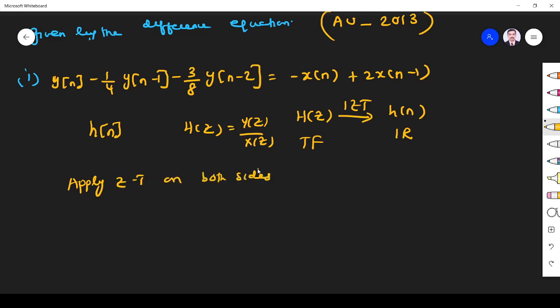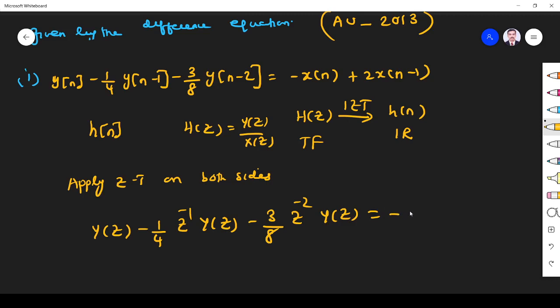So you must know the time shifting property. That is very simple. The z transform of y of n is Y of z. Minus 1 by 4 times the z transform of y of n minus 1, which by time shifting is simply z power minus 1 Y of z. Minus 3 by 8 times the z transform of y of n minus 2, which is z power minus 2 Y of z. Similarly on the right hand side, minus X of z, and plus 2 times the z transform of x of n minus 1, which is z inverse X of z. Right?